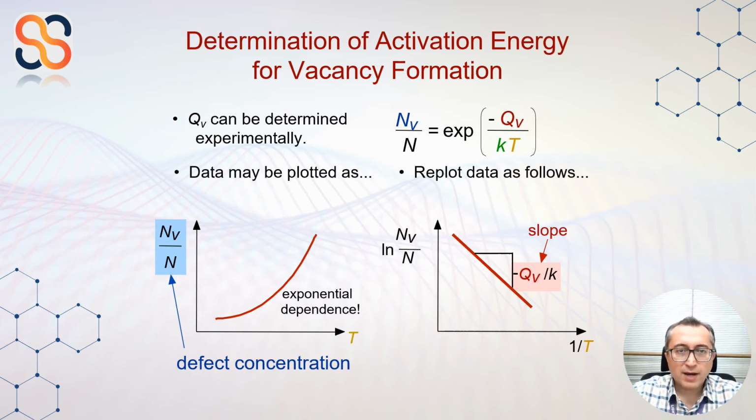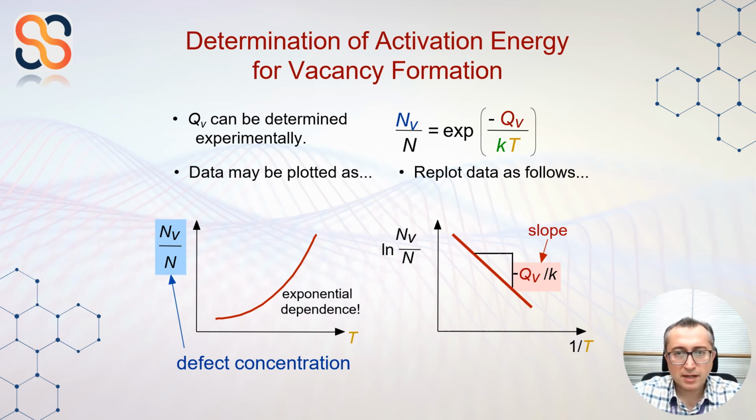Well, to find the activation energy for vacancy formation, or QV, we can determine it through experimental methods. The process involves measuring how the concentration of vacancies changes with temperature. We can plot the data in two ways. The initial plot starts with a graph of NV over N versus temperature T.